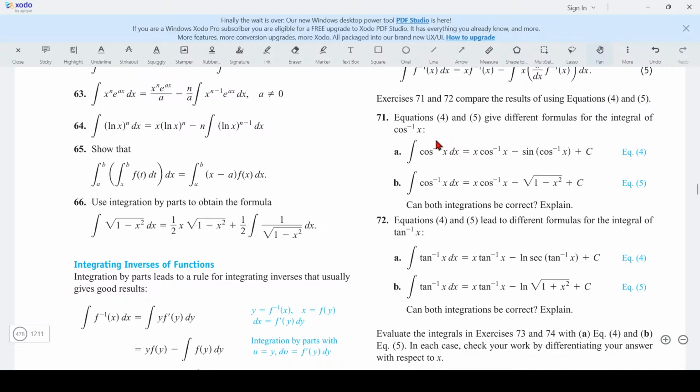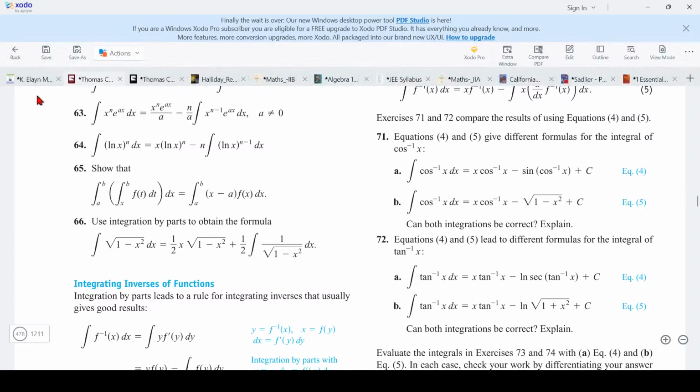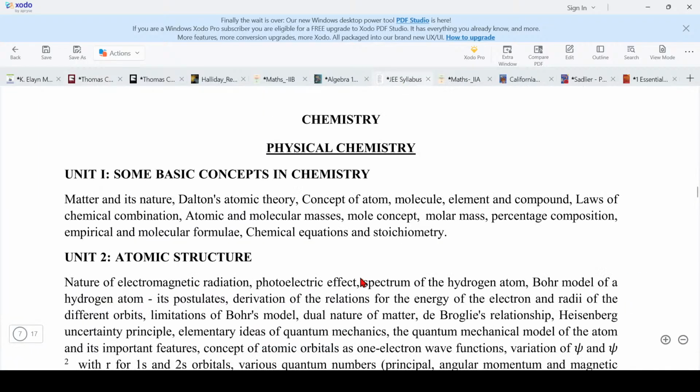You're able to integrate this one? Yes, sir. Now I'm getting it. Okay. I'm projecting your JEE syllabus once again.